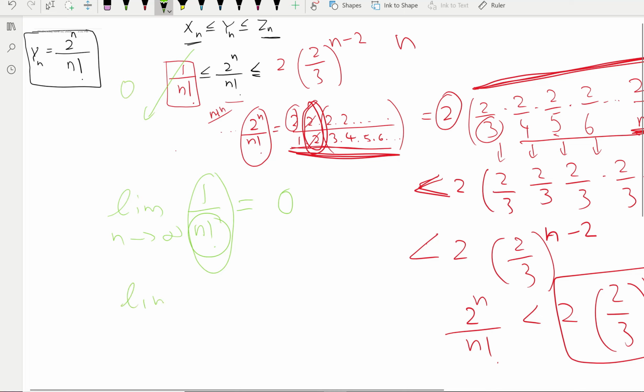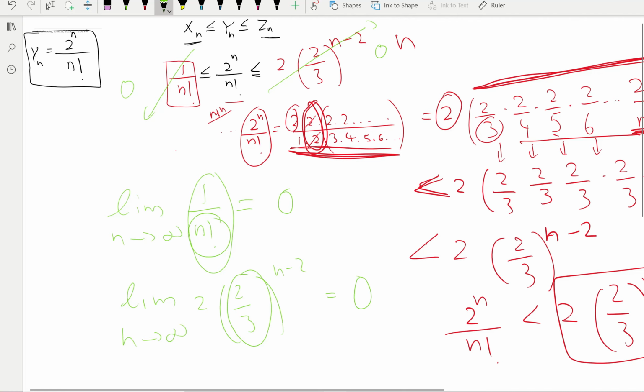What is the limit of the higher sequence? 2 times 2 over 3 to the n minus 2. Well, 2 over 3 is a number smaller than 1, right? It's like 0.6. So when you keep on taking the powers of 0.6, it's getting smaller and smaller, approaching 0. So the limit here is also 0.